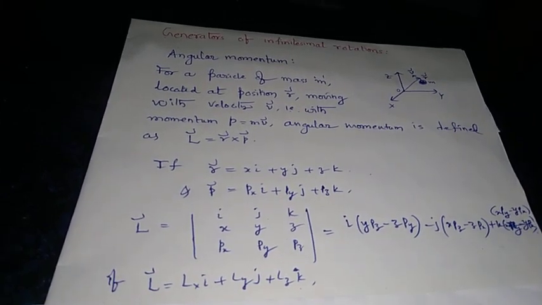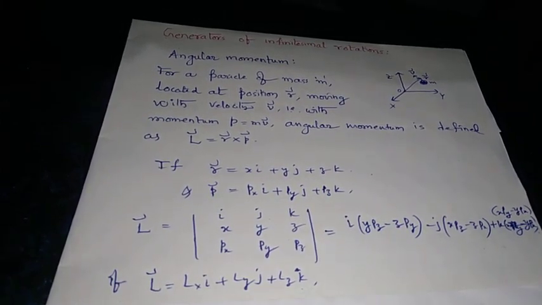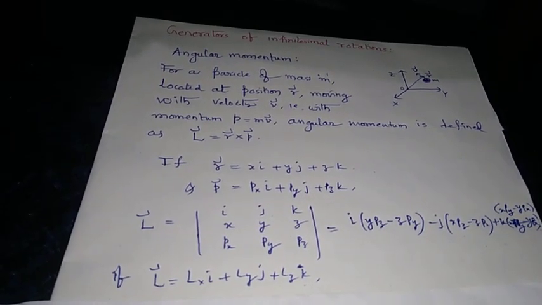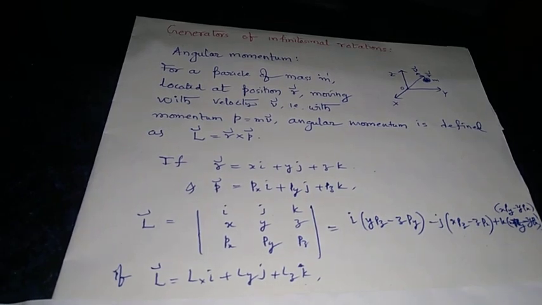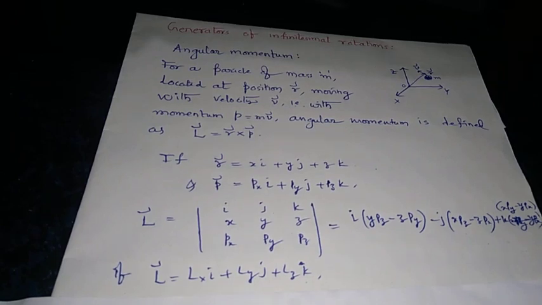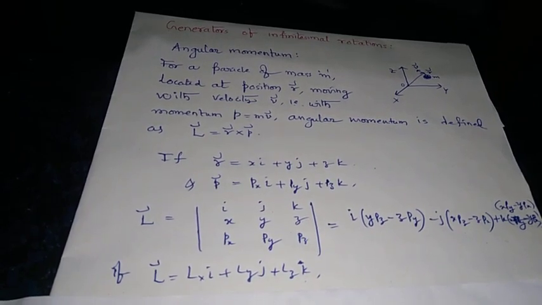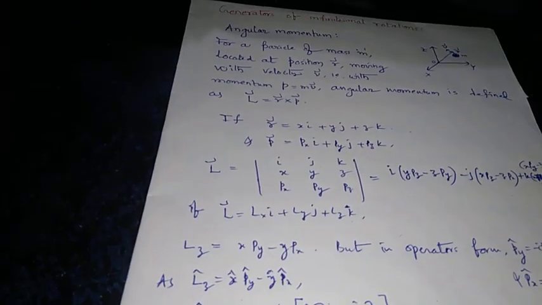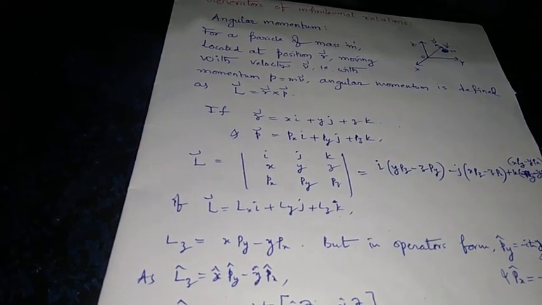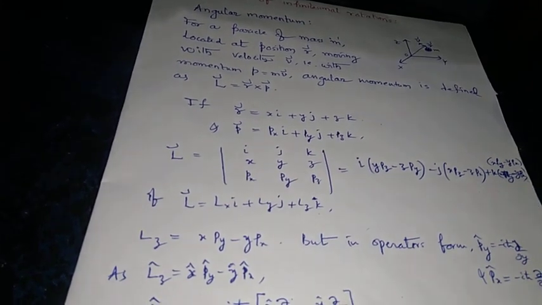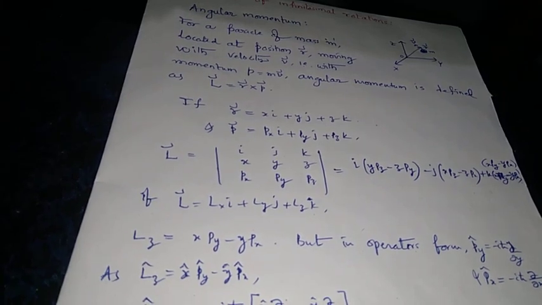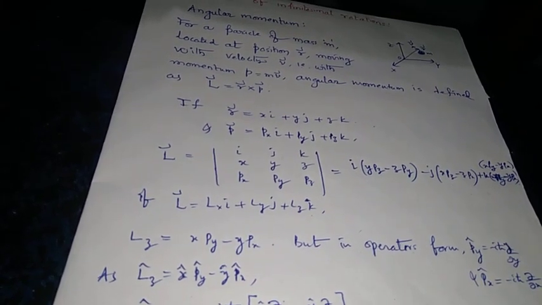In components form, if r bar and p bar are defined like the first two equations, we can obtain expressions for the components of L through a determinant shown here. So we can write down the component Lz as x py minus y px, but the operator forms of py and px are in terms of partial derivatives.